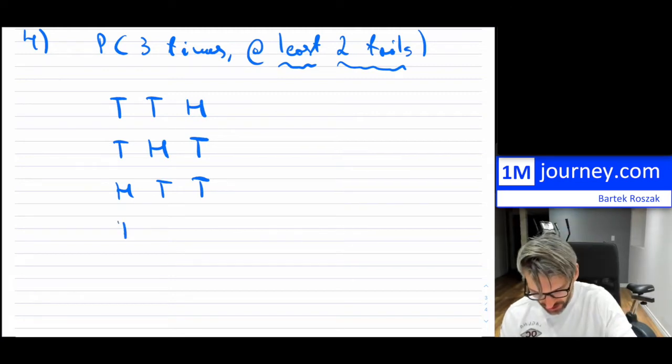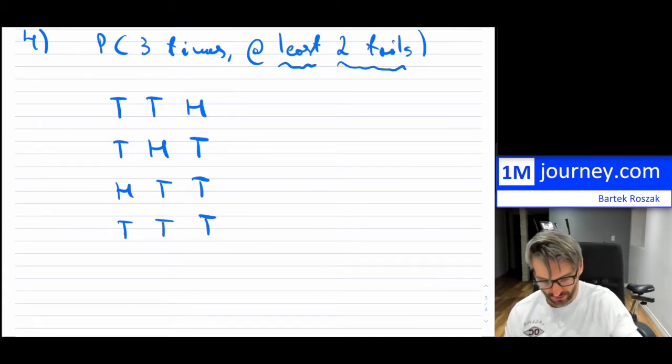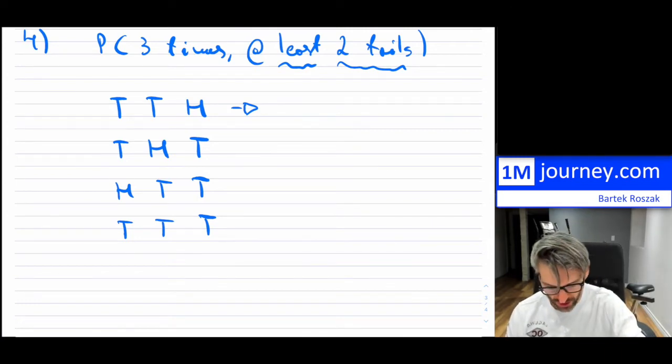And then of course the last one is tail, tail, and tail. So all of these give you the probability of receiving at least 2 tails. Anything else is going to be either 1 tail or no tails at all. So notice that for all of these, the probability of doing this is 1/2 times 1/2 times 1/2.